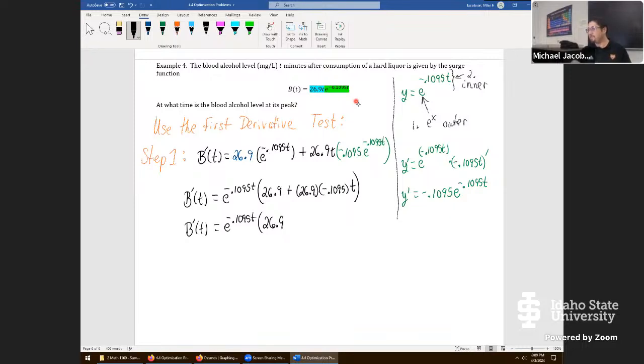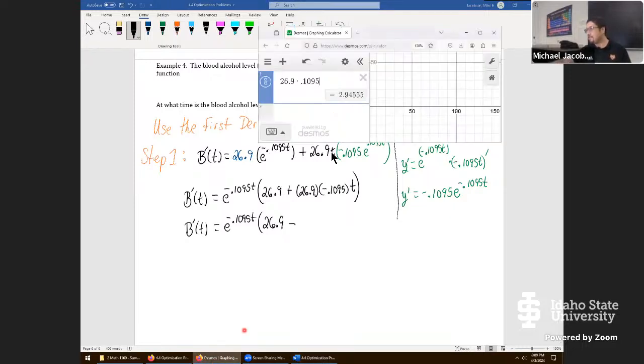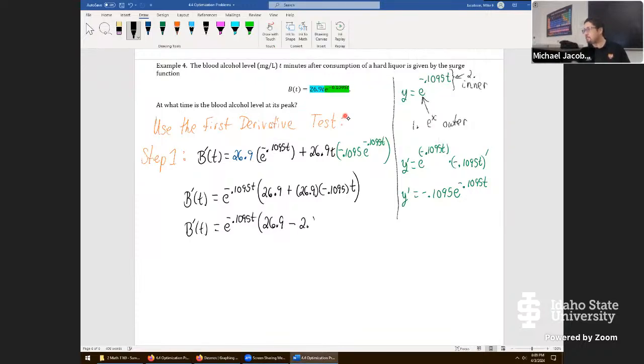I'm not going to remember that. Let me try again. 2.94555 t. And that's finally our derivative in its most simplified format.